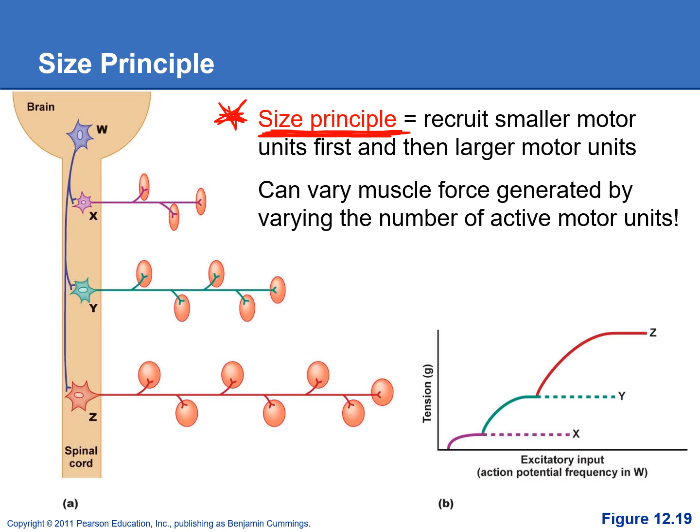Okay, so that's the size principle. It's just saying that when you start a muscle contraction, you're going to recruit the smallest motor units to contract first. And if that's not enough power, then you'll recruit the next largest motor unit to contract. And if that's not enough power, then you tell the large motor units to help you out and contract. Okay, so that's the size principle.